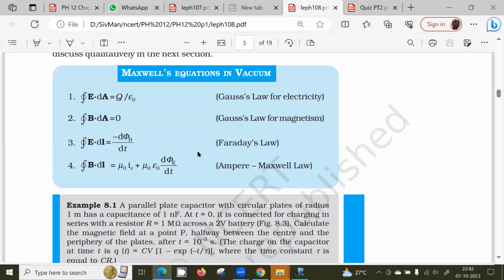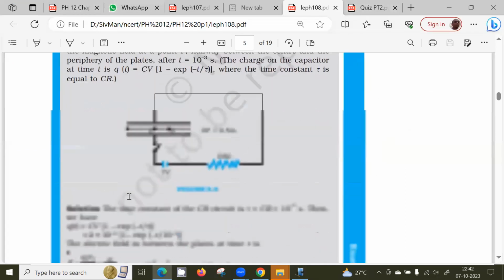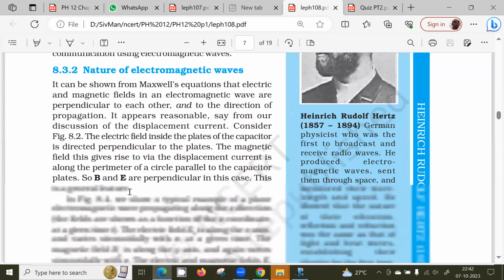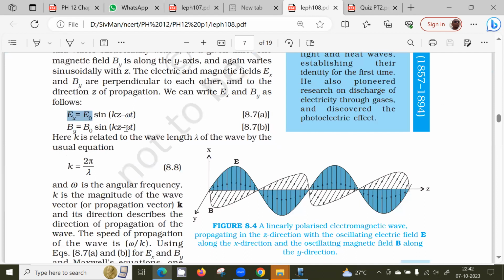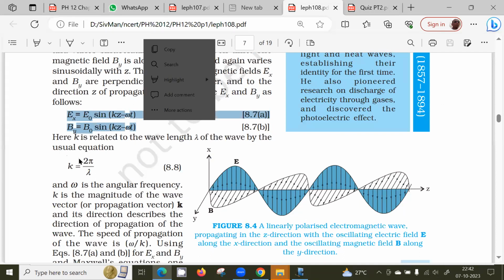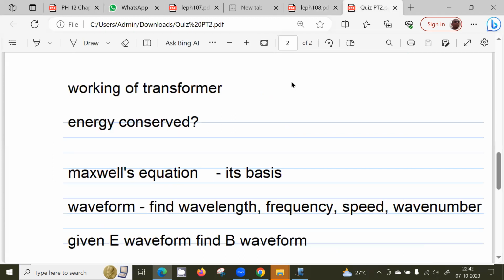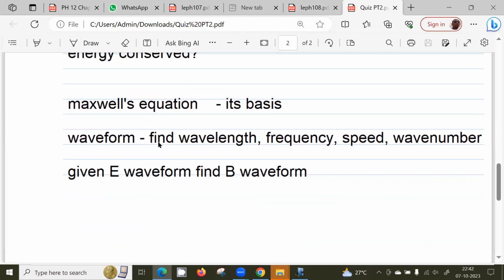Okay, so these are the four set of equations which form Maxwell's equations. The solutions of these equations are wave equations, electromagnetic waves. If you put E as a function into those four equations, it will solve them. And this solution has a particular property: if E is along X, then B is along Y, and the direction of propagation is Z.